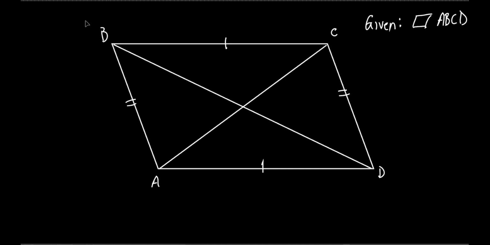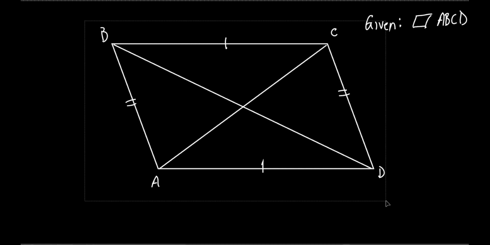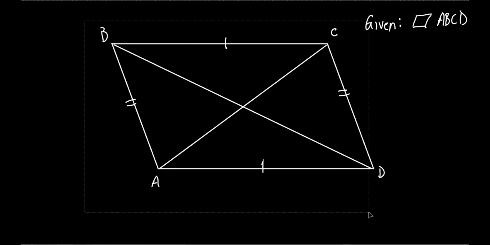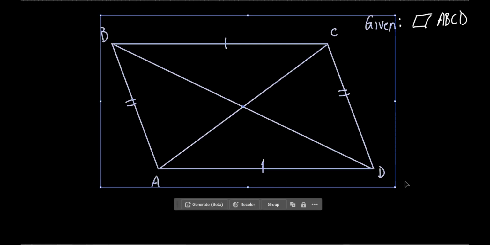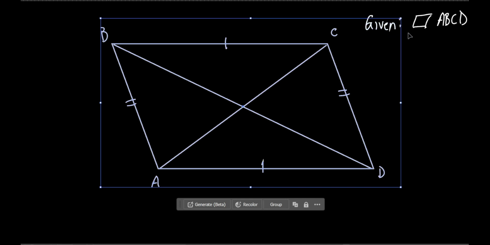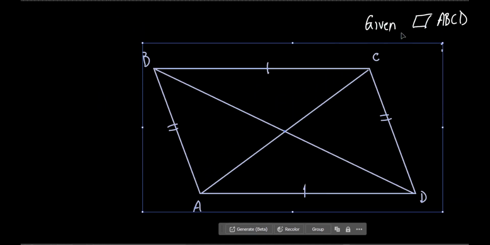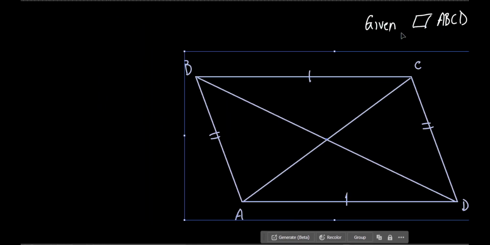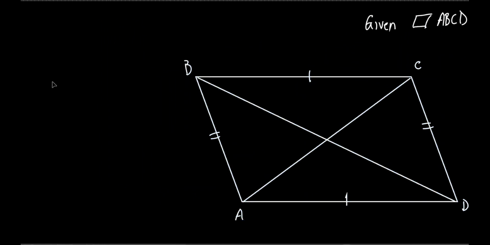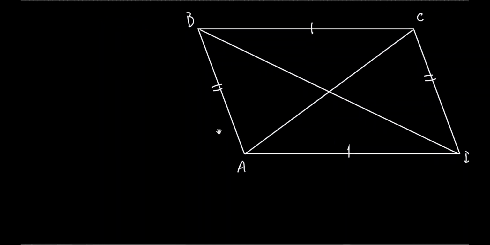Let's do this. Let's scooch this over just a little bit. Let me just get rid of that. No big deal. I'm just going to scooch it over so I have some room to write. Okay. Remember, this is a parallelogram, so all that stuff we know about it.